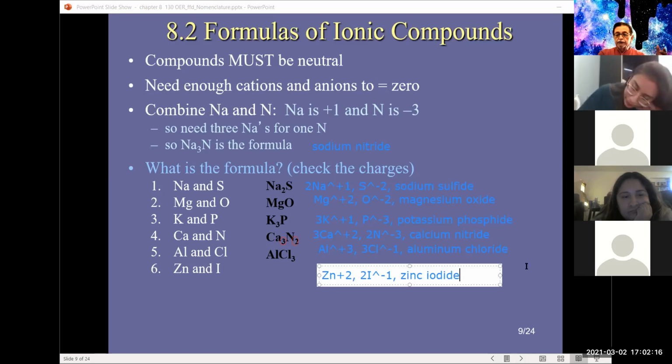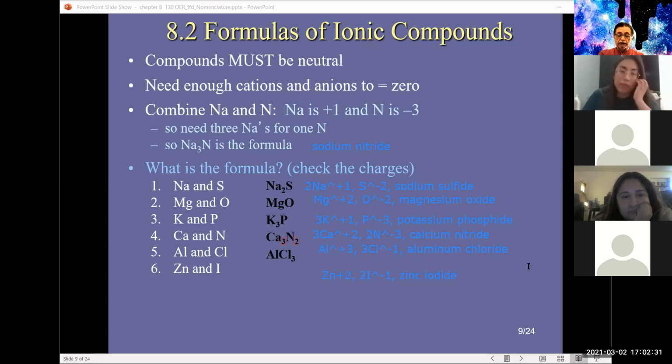Just like the iodide you use in your table salt. Next time you look at a bottle of iodized table salt, you're probably using potassium iodide or sodium iodide. And that's what you use to help your thyroid necessities. All right, so there's our formula. Okay, so keep track.